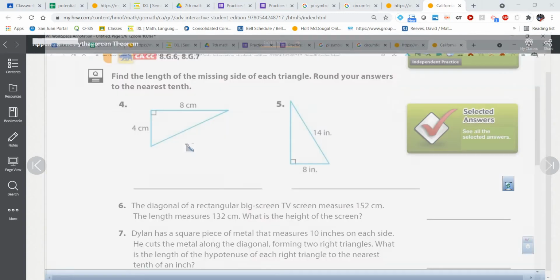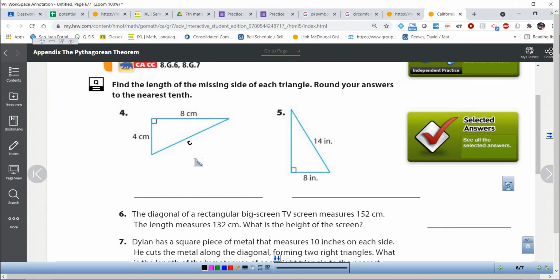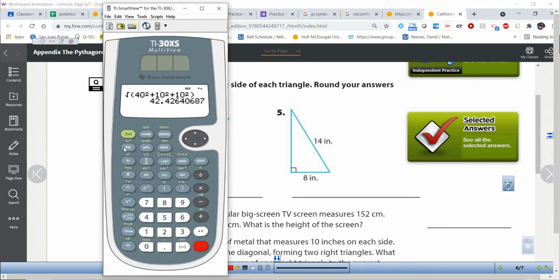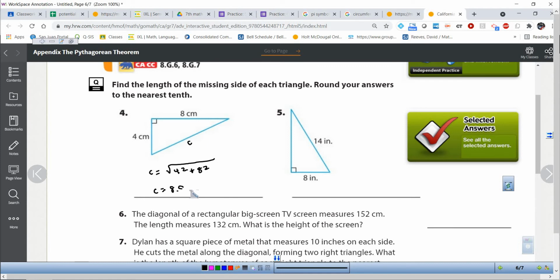All right, here we go. This one we don't know the hypotenuse. That would be C. So C on this one would be the square root of 4 squared plus 8 squared. And then they want us to round that to the nearest tenth. So if I do the square root of 4 squared plus 8 squared, I get 8.9 when I round to the nearest tenth. 8.9 centimeters. Remember to put your units.